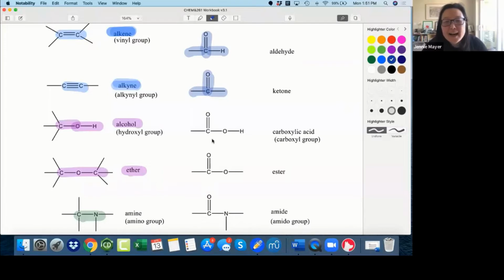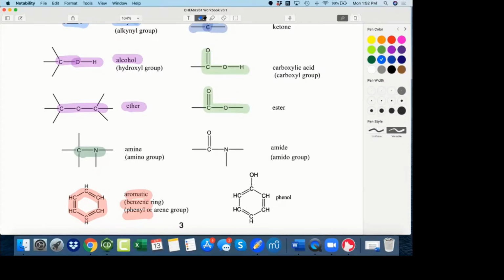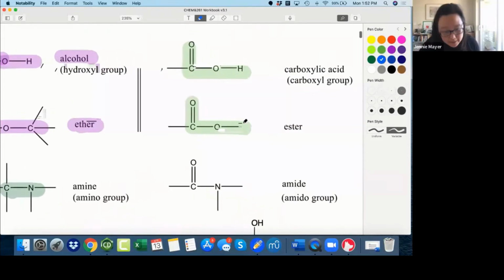All right. Next, I have a carboxylic acid and an ester. The difference here is, well, these also have a carbonyl, but here I have an OH group and here I have an O carbon group. Sometimes we refer to these carbon groups on the end as R groups. R means just any carbon group, like it could be a benzene, 3 carbons, 2 carbons, or 1 carbon. So R is like the organic chemist version of X.